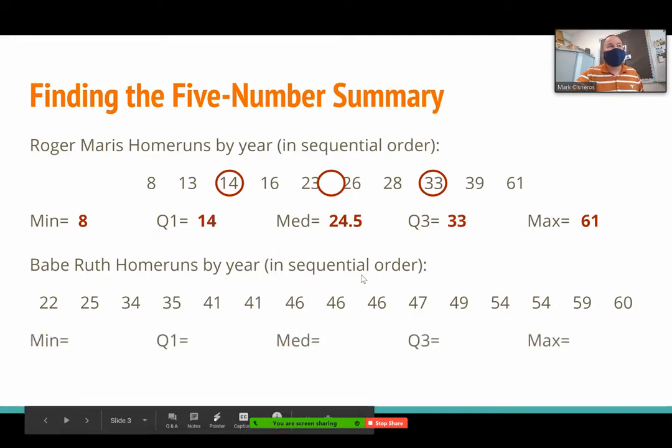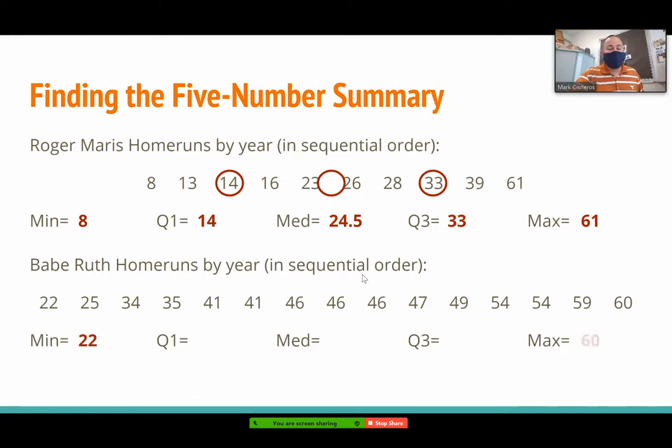What's the minimum for Babe Ruth? 22. What's the maximum? Can you eyeball one and see what the median is? 46. Which 46 is it? The first, second, or third? The one in the middle. Yeah, so there is an exact middle for that one too.